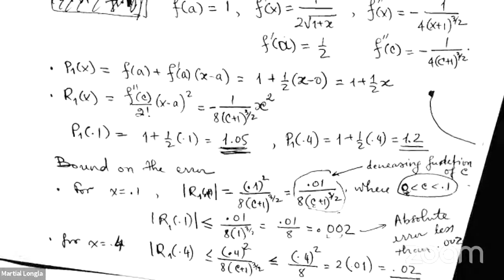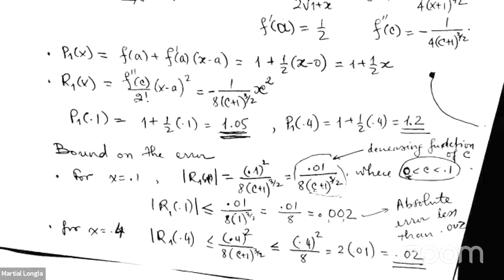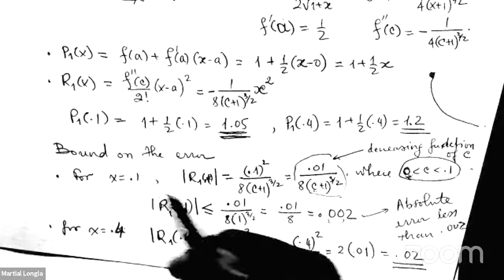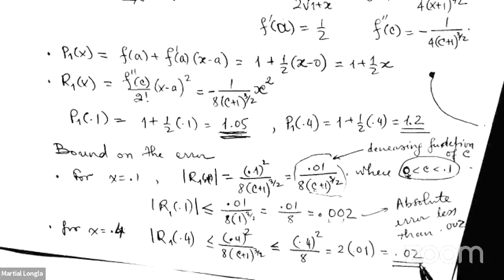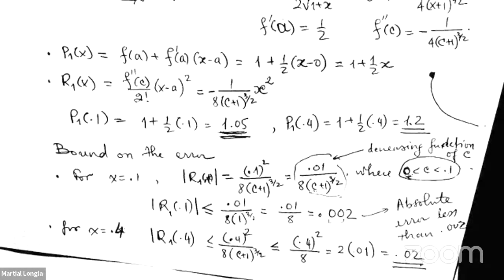So the error for this one, you can see that when you move from 0.1 to 0.4, which is larger, the error that you're getting is larger. The further you get from the 0, the larger the error you get. So this error is significantly larger than that one, right? You can see 0.02 here, 0.002.